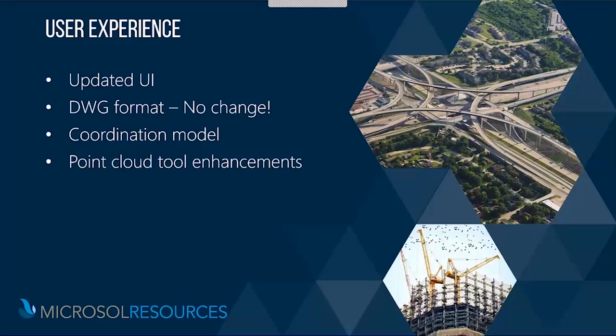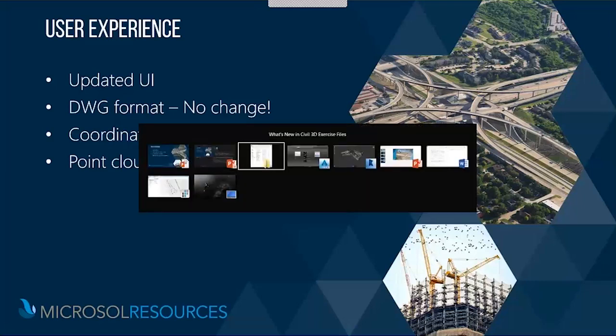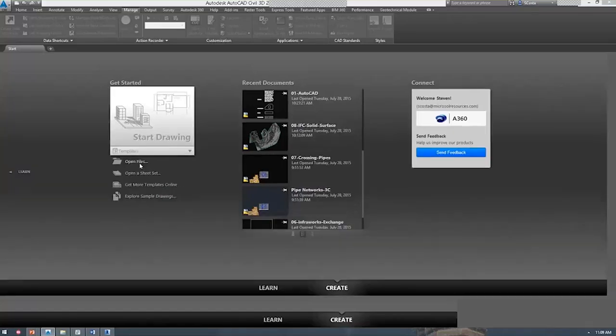Coordination model and point cloud tool enhancements. I'll go into a little bit about those, but those simply reflect some of the AutoCAD changes: the ability to add a coordination model, that is a Navisworks file, NWC or NWD, into your CAD drawing for coordination is a new feature. And some of the point cloud tools that were part of some of the labs that you may have participated in last year, allowing you to select faces and things like that, have also been included. So along with that, there are some AutoCAD changes that I think are noteworthy.